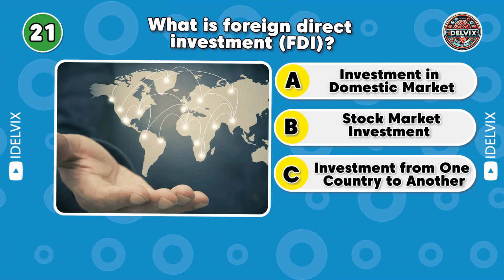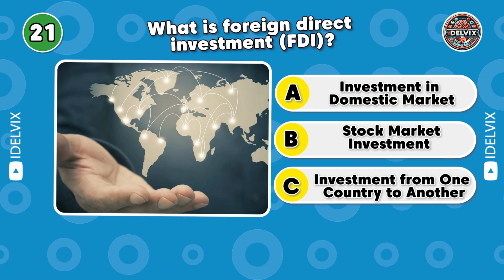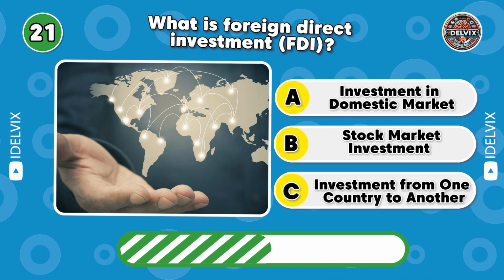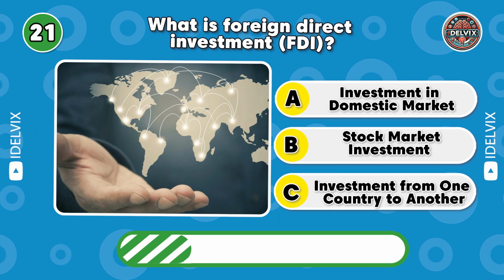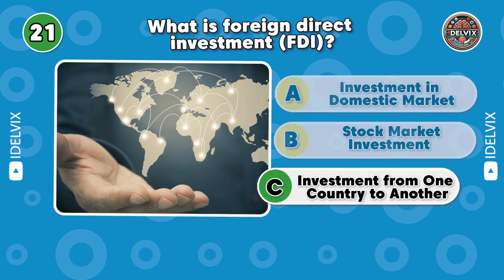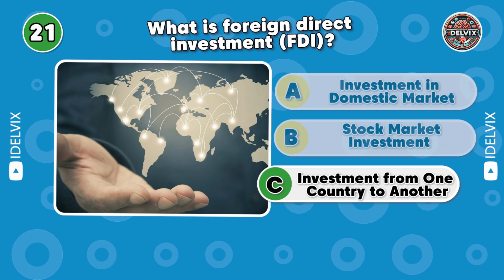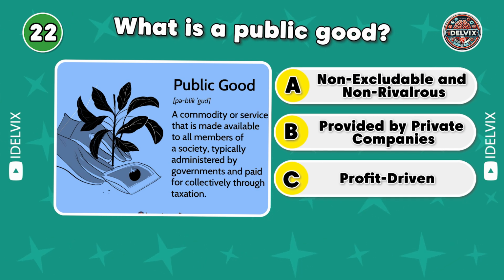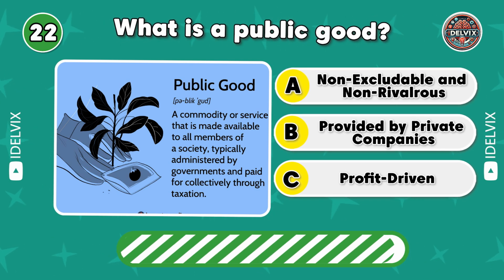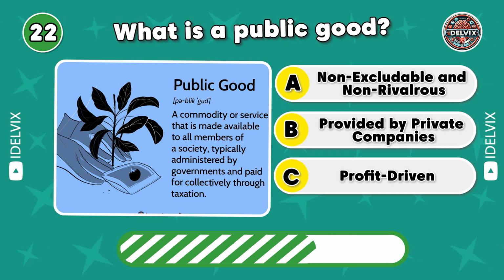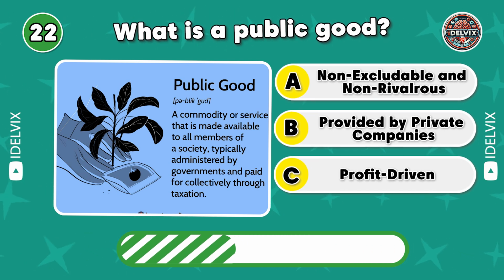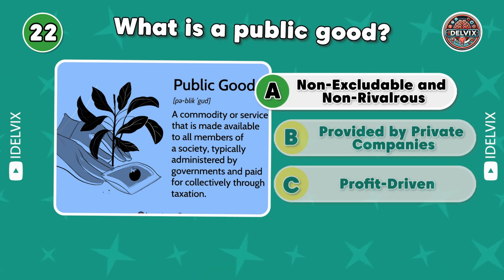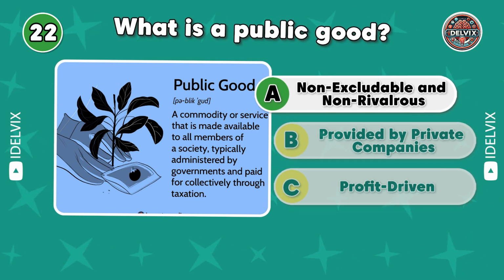21. What is foreign direct investment, FDI? Answer: investment from one country to another. 22. What is a public good? Answer: non-excludable and non-rivalrous.